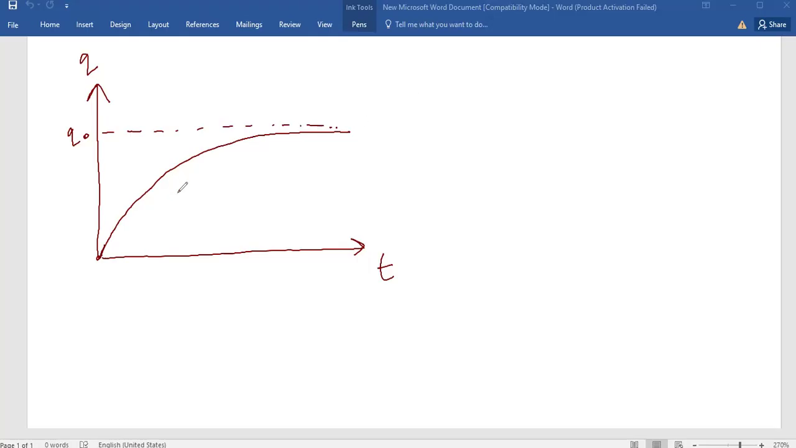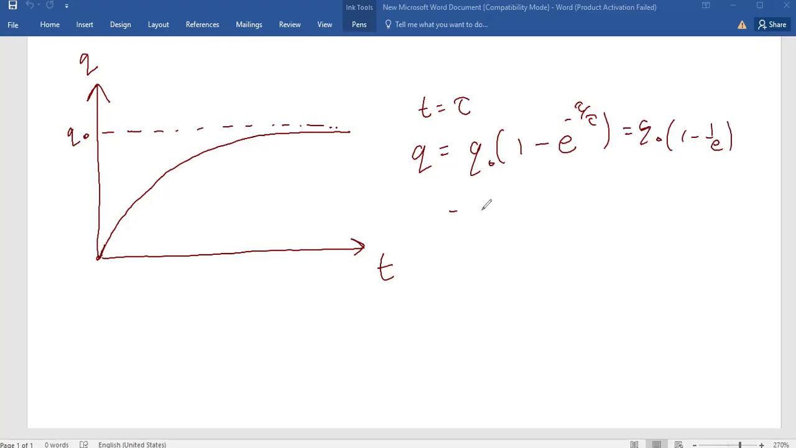Now here we have seen what the time constant is. So when you put t equal to τ, you will see that Q is equal to Q0 (1 − e^(−τ/τ)). That will give you Q0 (1 − 1/e), that gives you 0.63 of the maximum charge. That means we will say that the time constant is that time during which the charge in the capacitor increases up to 63% of the maximum charge.